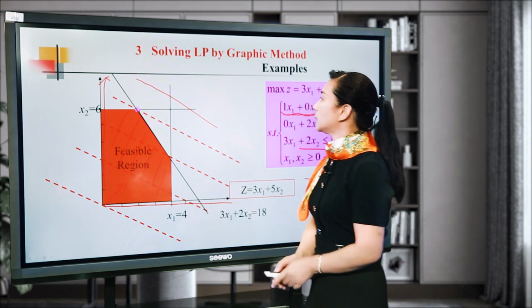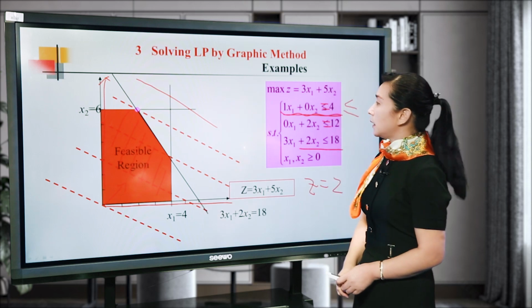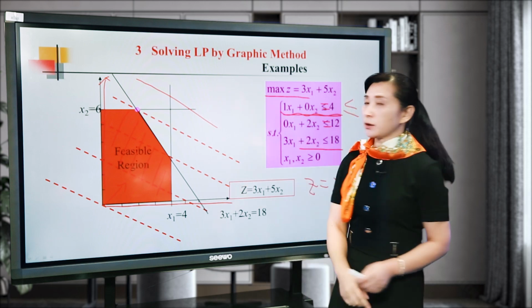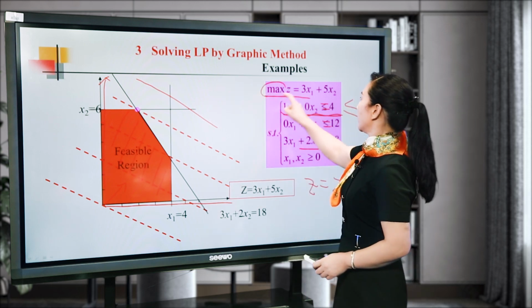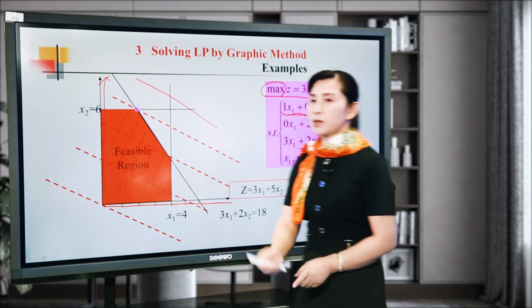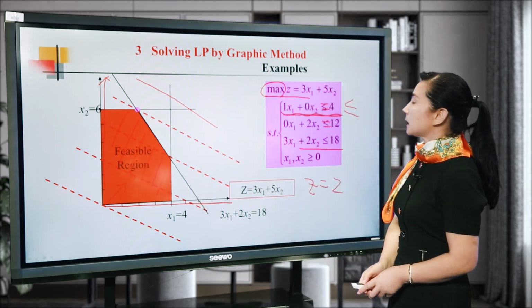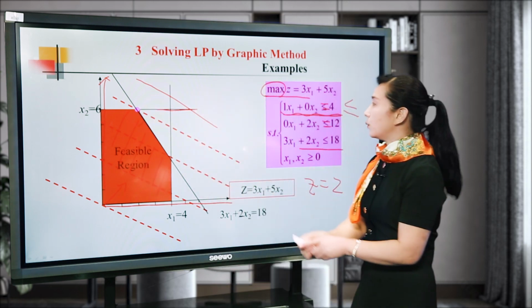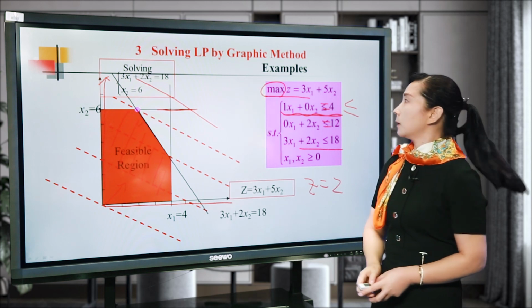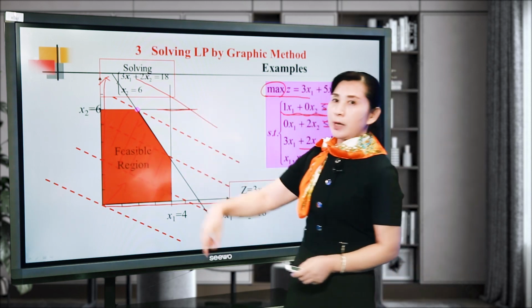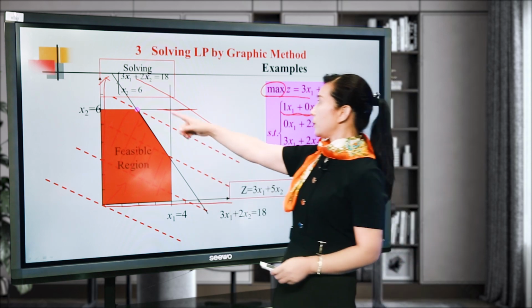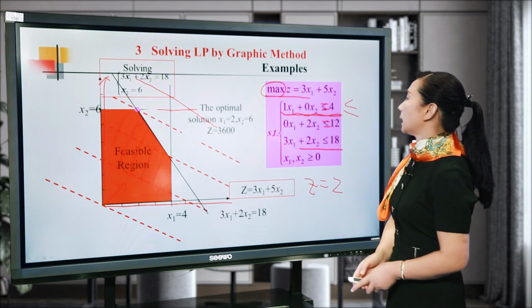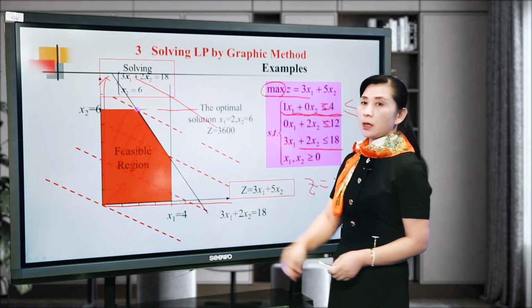So this point is a feasible solution, and the objective function is maximum. So this point is the optimal solution. And we notice that this point is the intersection point of these lines. So we solve the equations 3x1 plus 2x2 equal to 8, x2 equal to 6. We solve these equations and we get x1 equal to 0, x2 equals 6.